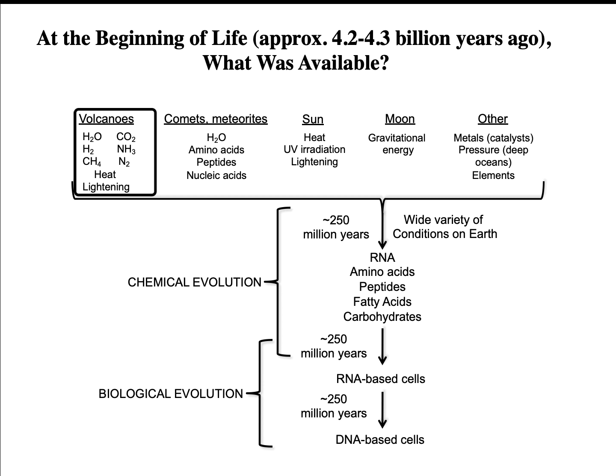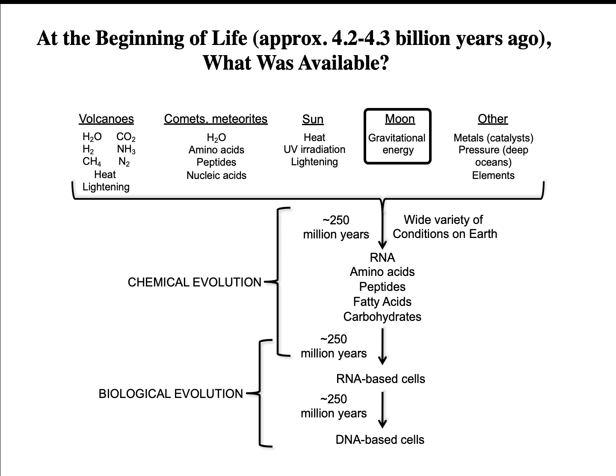So these came from, in some cases, volcanoes, which produced water, hydrogen, carbon dioxide, ammonia, methane, nitrogen, heat, and lightning. In from comets, which deposited a lot of water, amino acids, peptides, and nucleic acids. The sun provided heat, UV radiation for some of those reactions, and lightning, electrical energy.